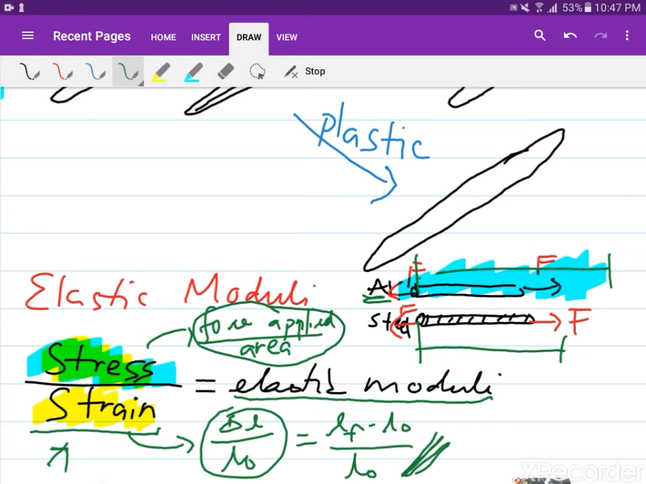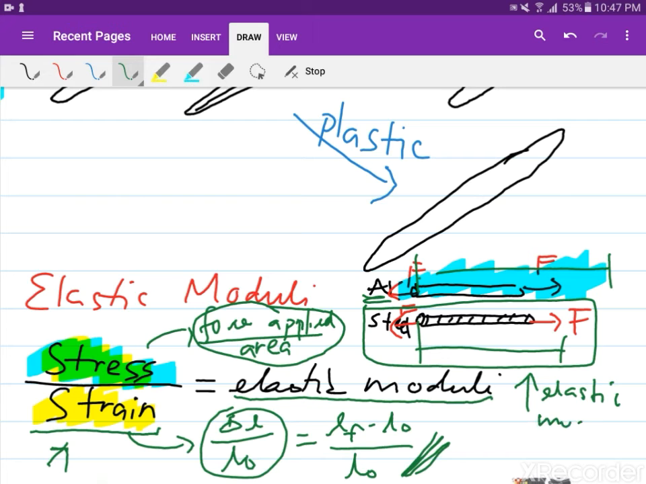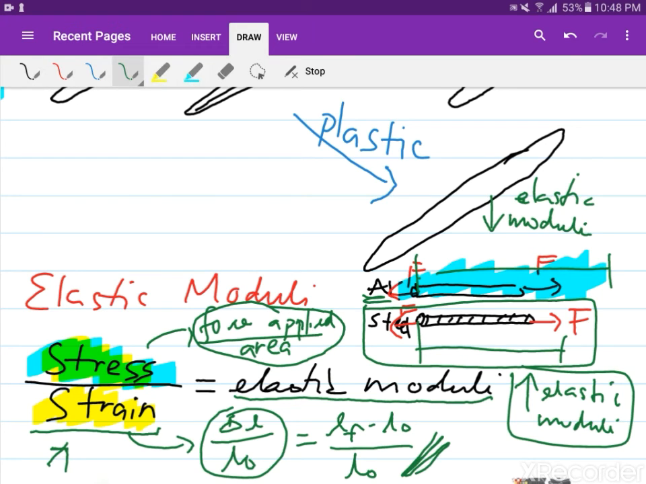So as such, we know that this steel bar will have a larger elastic moduli compared to the aluminum. So aluminum has a lower elastic moduli.